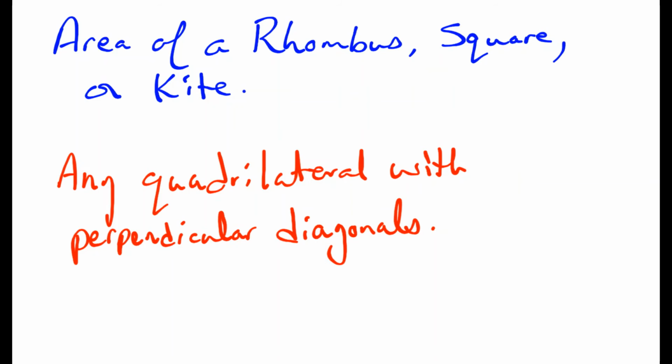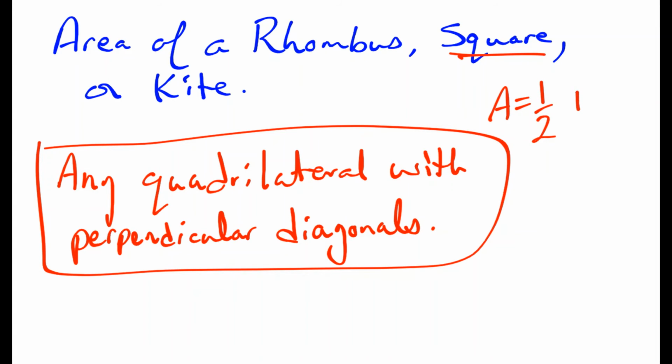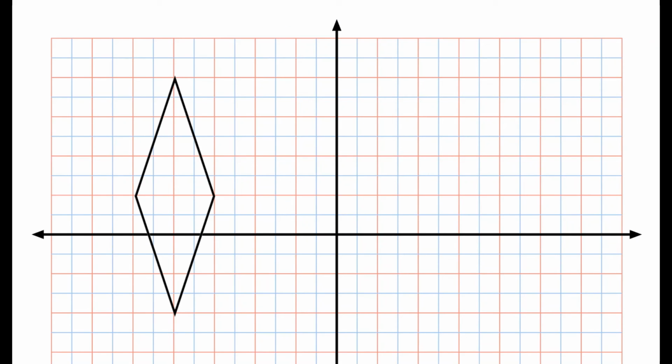The last area formula that we're going to look at is the area of a rhombus, square, or a kite. Now we already talked a little bit about squares because a square is a parallelogram, but in this case we would use this area formula that I'm going to show you right now if they were giving us some part of the diagonals of a square. Really what you would do is you would use this anytime you have a quadrilateral with perpendicular diagonals. The formula that we're going to use here is 1/2 diagonal 1 times diagonal 2. Let's take a look at where this comes from.